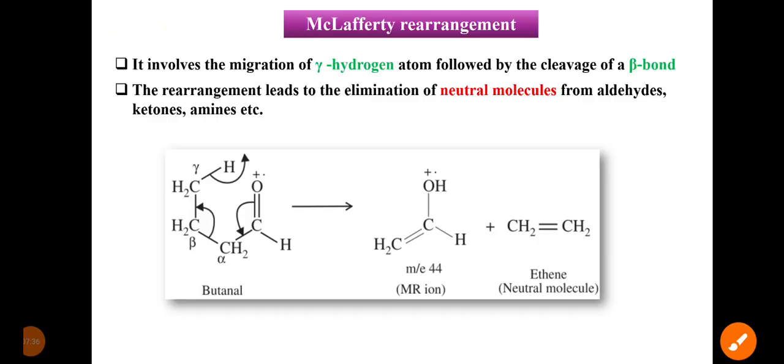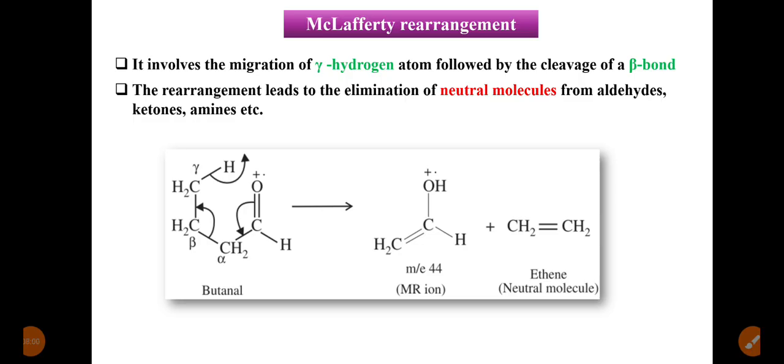Okay, here is the McLafferty rearrangement. It involves the migration of a gamma hydrogen atom followed by the cleavage of the beta bond, right? The rearrangement leads to the elimination of a neutral molecule. That is also very important, right? So whatever functional groups have a gamma hydrogen present, only those molecules go through the McLafferty rearrangement, right?